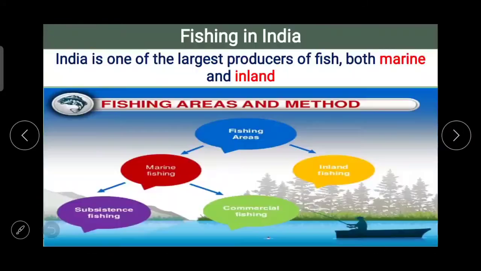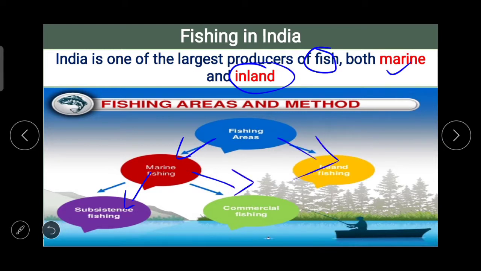And if you go in detail, India is one of the largest producers of fish in both marine and inland fishing. So, if you go into the detail, basically there are two types, marine fishing and inland fishing. In marine, it is of two types, subsistence and commercial type. But here one thing, India is one of the largest producers of fish in both marine and inland types of fishing.